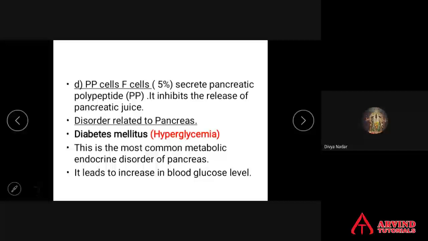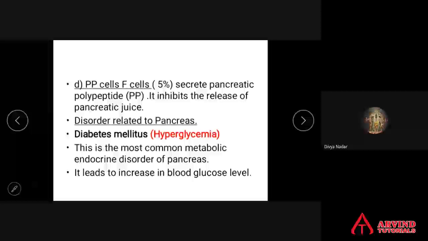What are the symptoms of diabetes mellitus? Mellitus means sweet, honey. That word के अंदर से आता है. We have discussed one more diabetes, called diabetes insipidus. Diabetes insipidus is related to the lower secretion of ADH. Here this is related to the lower secretion of insulin, called diabetes mellitus. Hyperglycemia बोलते हैं, increased glucose level in the blood. This is the most common metabolic endocrine disorder of the pancreas.